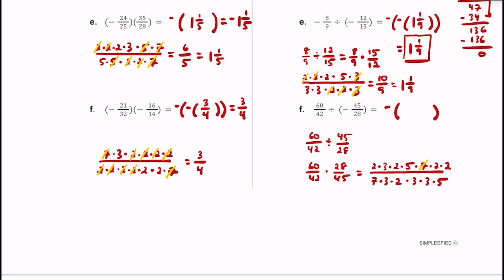Let's see, the 7 and the 7 can cancel out nicely. The 5 and the 5 as well. This 3 and this 3. Let's see, a 2 and a 2. And I think that's just about it here. On the numerator, we have 2 times 2 times 2, which is 8. And in the denominator, we have 3 times 3, which is 9. So this quotient here is 8/9. But because it's a positive divided by a negative, we have a negative 8/9 as our final quotient, because it's the opposite.